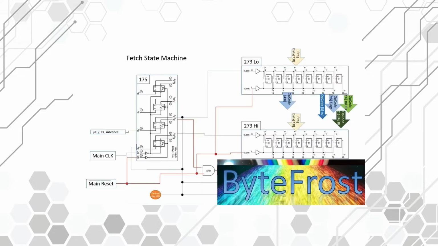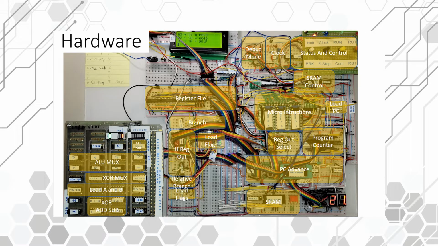Last time, we looked at the fetch operation, the process by which the ByteFrost loads the next instruction in our program into the instruction registers. In this video, we'll complete the simple CPU operation model by looking at how the ByteFrost executes instructions.